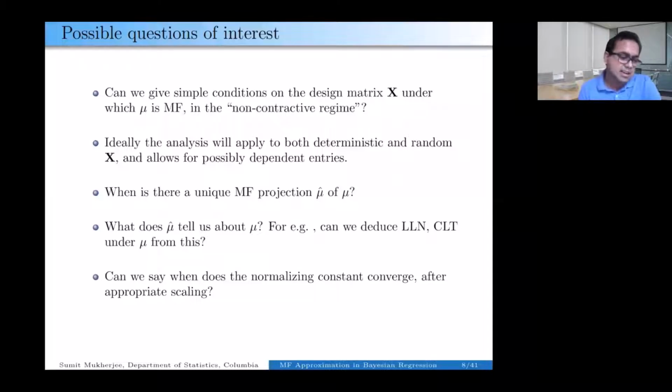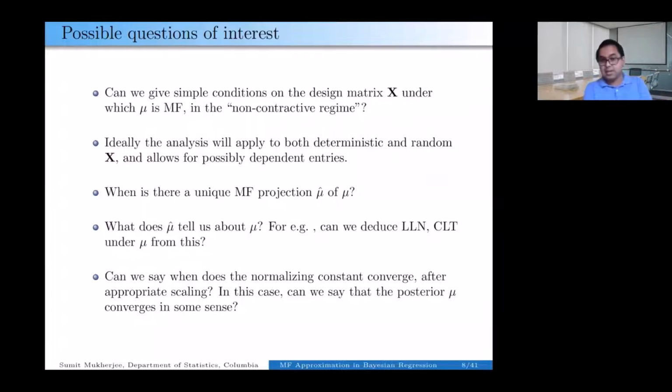And finally, this is also a question which has been looked at, because this gives you a lot of information about the posterior. So you have this posterior and there's a normalizing constant, which I did not make explicit, but does this normalizing constant converge under a suitable scaling? Usually this convergence tells you a lot about this posterior, right? So in this case, can we say the posterior actually converges in some sense? And again, these questions are purposefully vague at this point. And like I said, we'll try to answer some of these questions in the talk.